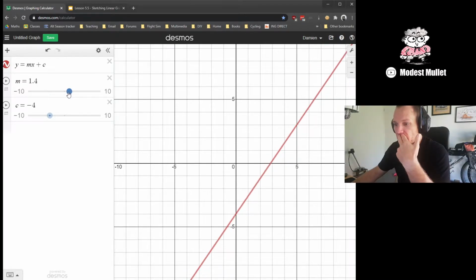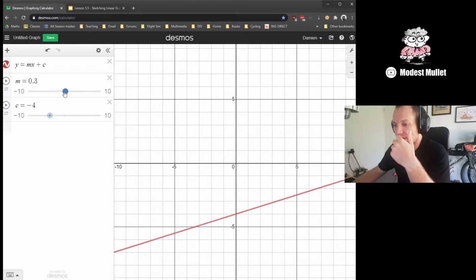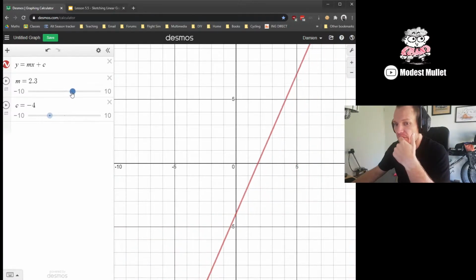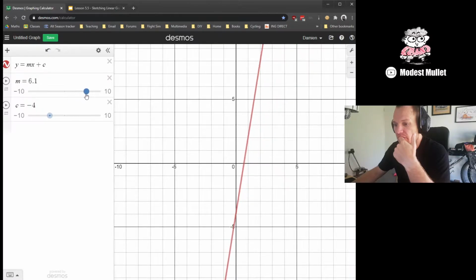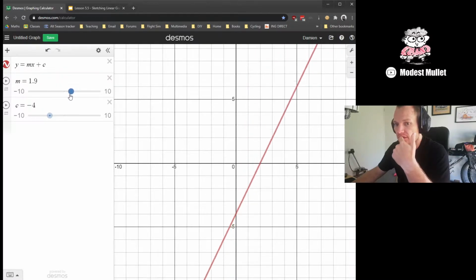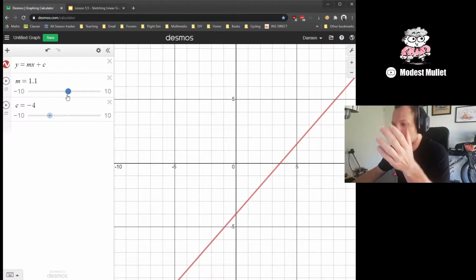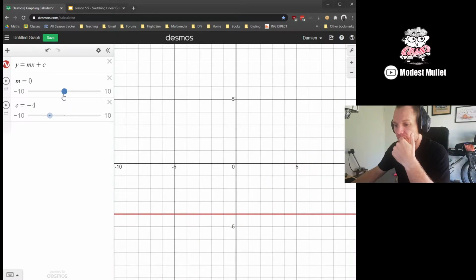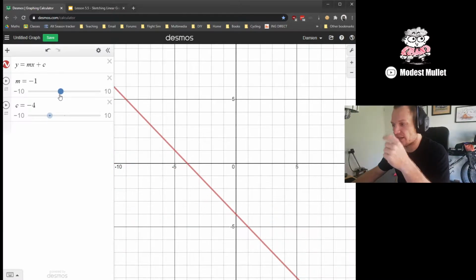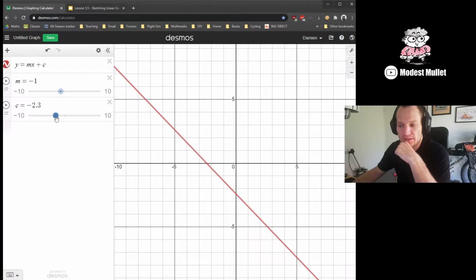As I make m lower, our line becomes flatter and flatter, or the gradient isn't as steep. And as I make m greater, my line gets steeper and steeper and steeper. Okay, so m affects our gradient. If it's positive, it's going up to the right. If it's 0, it is straight flat across, and if it's negative, it's going down as we go to the right. With our c value, that affects our y-intercept.